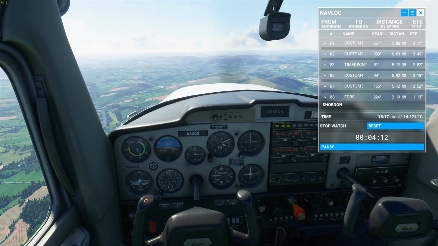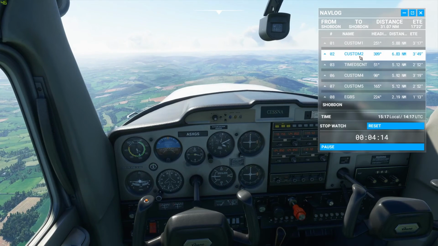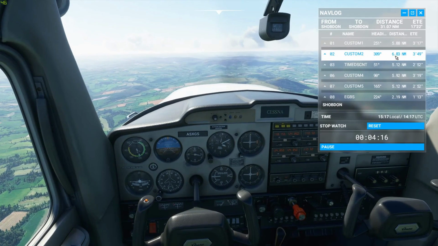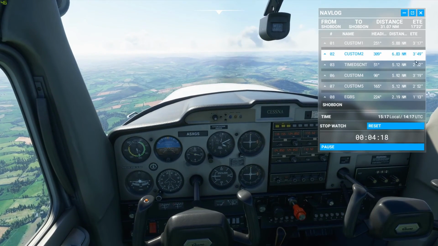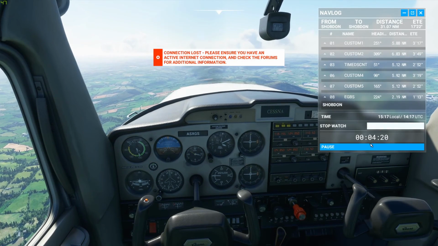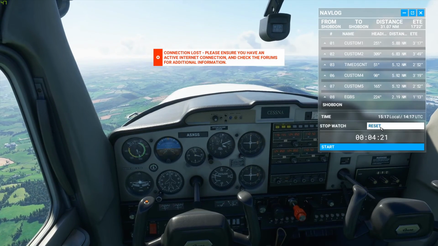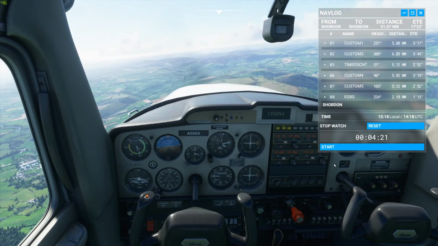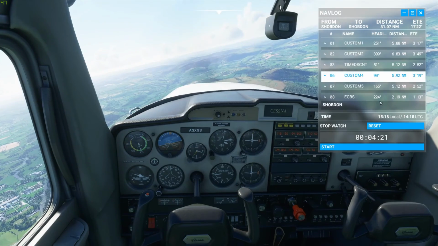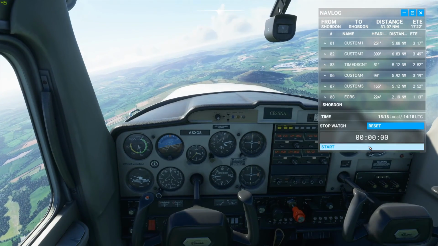So we're pretty much over the town now. This is our waypoint 1. Our next waypoint is on a bearing of 309 degrees, 6.8 miles, 3 minutes 49 seconds. So I shall pause and I'll fix this connection problem just quickly. Okay, so as I say, I'm going to turn right to 309 degrees, 3 minutes 49 seconds. I shall reset the clock, start that now.